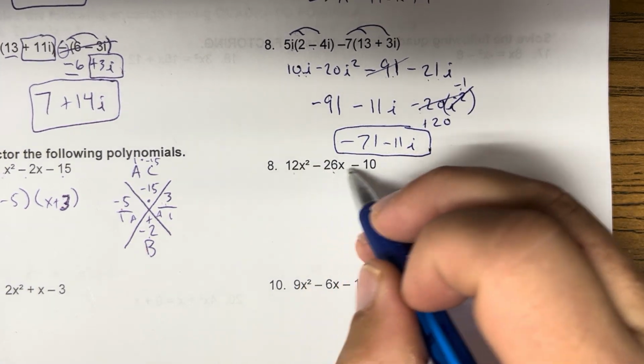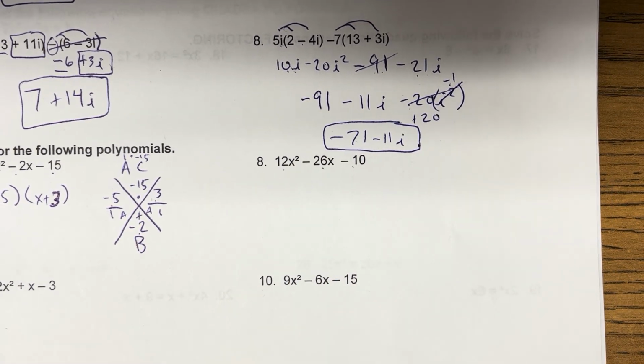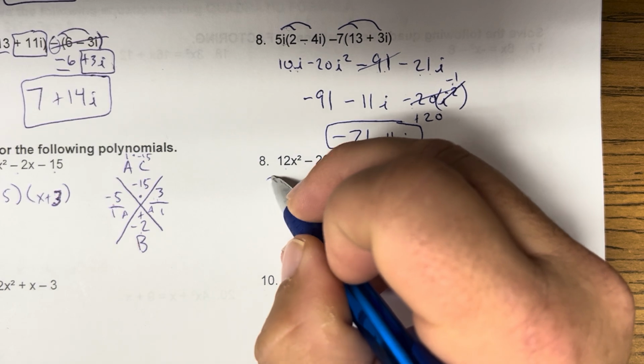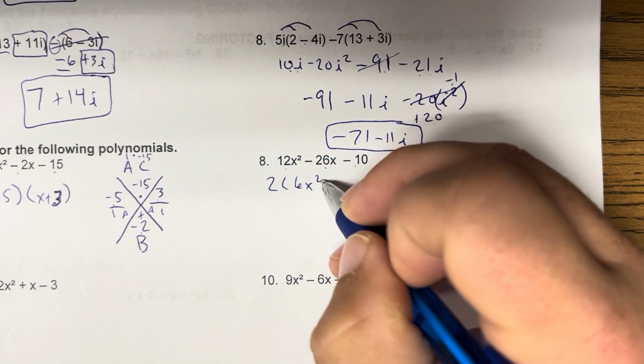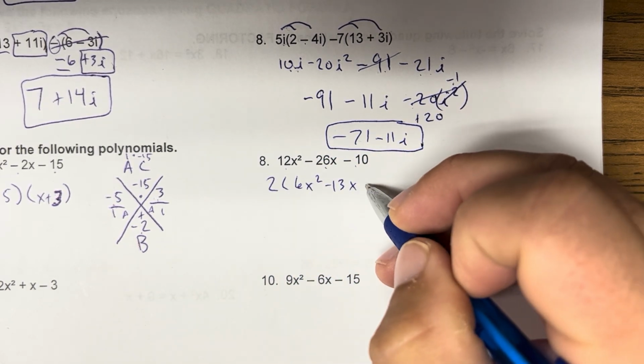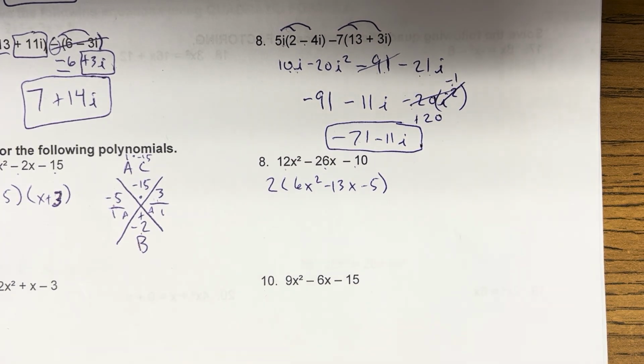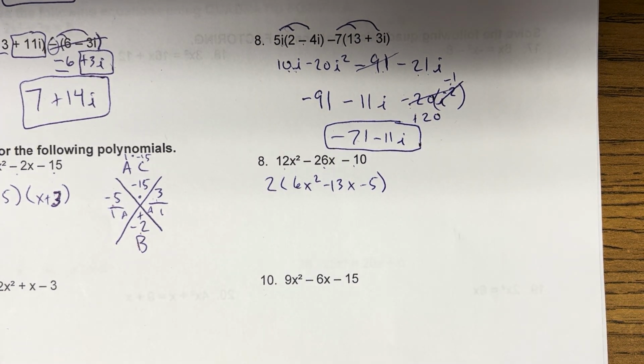Number 8, I see they're all even. So we always want to see, is there anything on GCF first? And so let's divide by 2. And so 6x squared minus 13x minus 5. And now we'll do the x method.